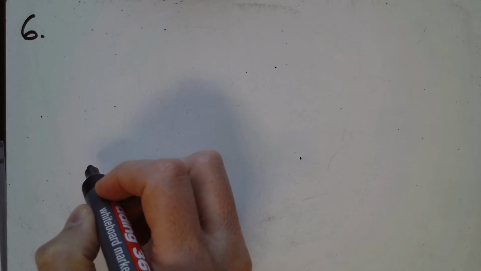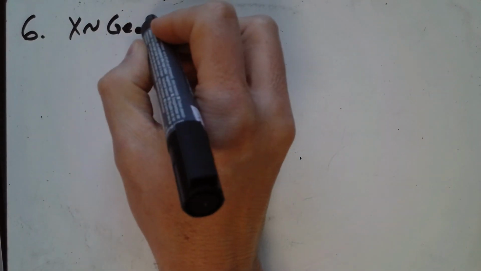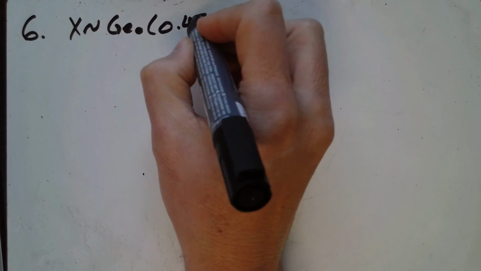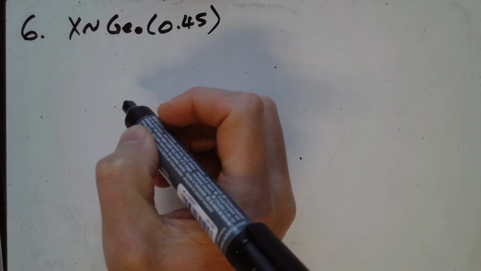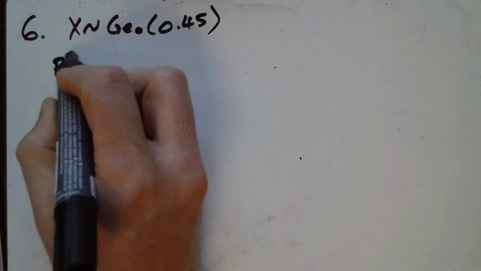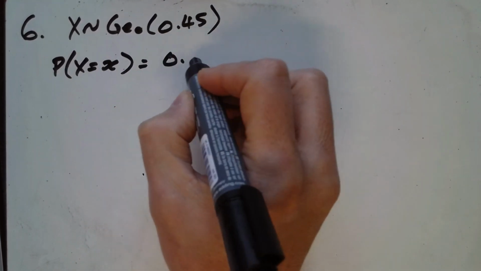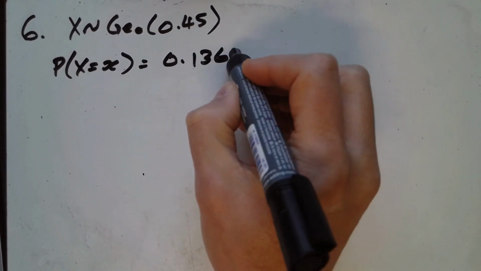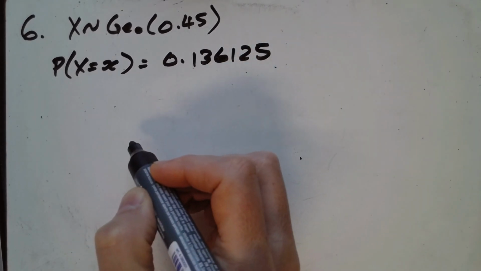So number 6, Donald's taking part in a competition. This is slightly more interesting, this one, isn't it? So X is a geometric with a chance of success of 0.45. And the probability that X is equal to X is equal to 0.136125. So we've got to use the formula, haven't we?